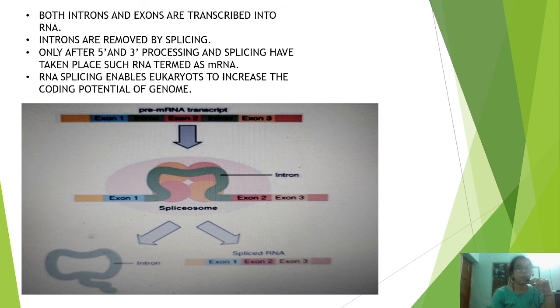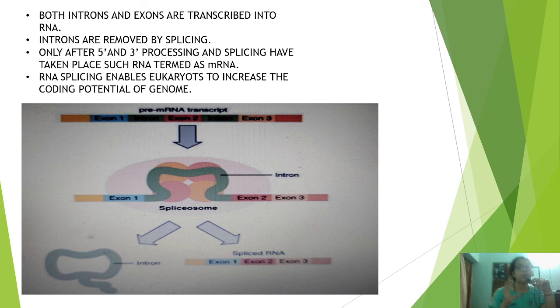Next, why is splicing needed? As I have already told you, splicing is needed to enable eukaryotes to increase their coding potential. What do you mean by this statement? If you remove the unnecessary things from the mRNA, it will be very convenient for the mRNA to process itself as well as to produce the protein structure.